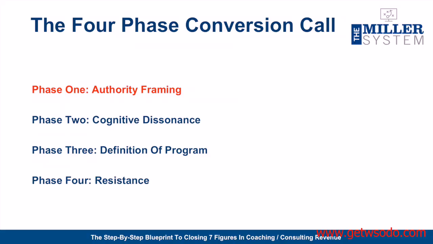And the first phase really is the authority frame. Then we move to the cognitive dissonance frame, as you can see on the screen here. Then we move on to definition of the program. And then the last stage is resistance.